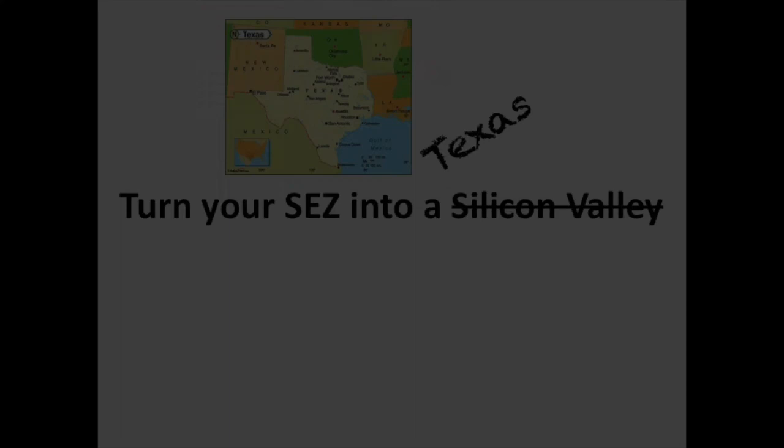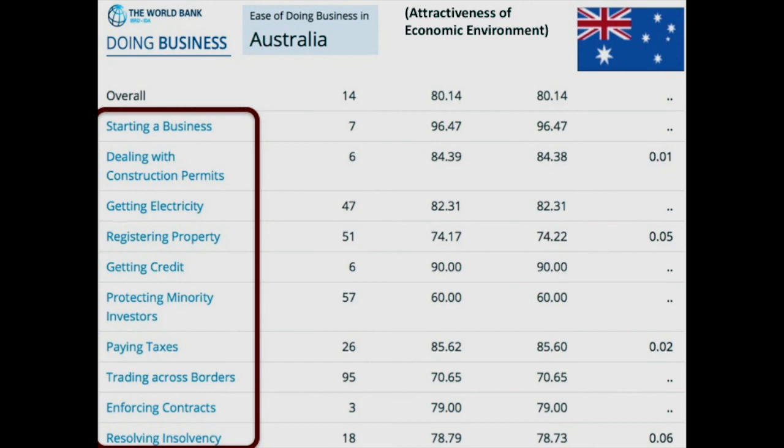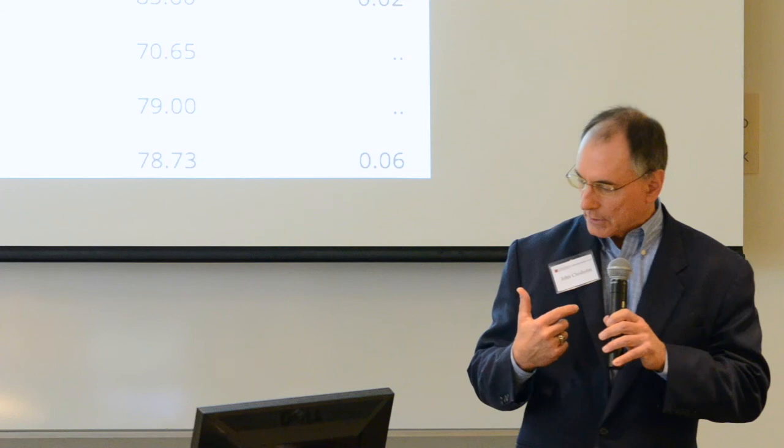Now let's look at the other element of that model, which is the attractiveness of the economic environment. And for that, I turn to the World Bank Doing Business Index, which ranks 190 countries worldwide from number one, the easiest to do business, to number 190, the most difficult, using all of these different metrics as a composite. How easy is it to get electricity? How easy is it to get title to property? How easy is it to get credit and so forth?